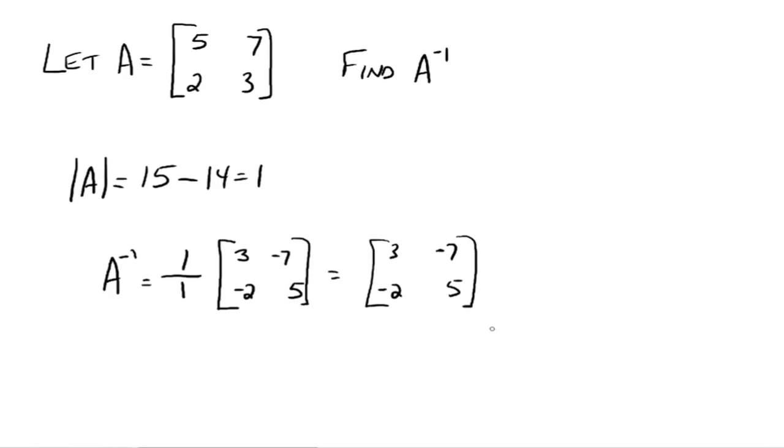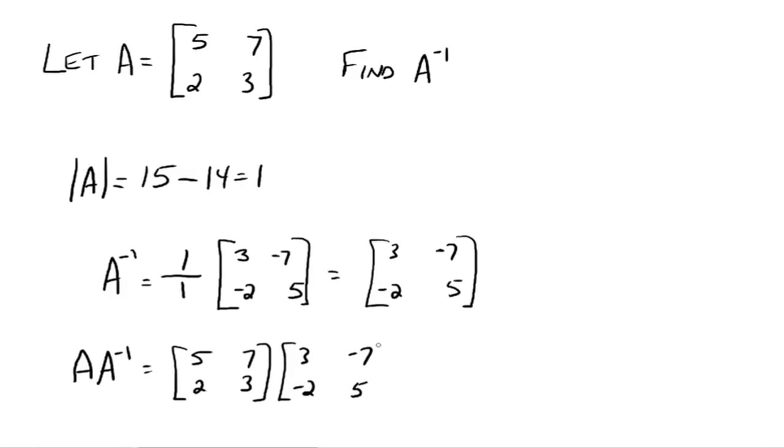Alright, now, what do you think happens if you multiply A times A inverse? So you get [5, 7; 2, 3] and [3, negative 7; negative 2, 5]. Multiply those out. What do you get? That's right, you get the identity back.